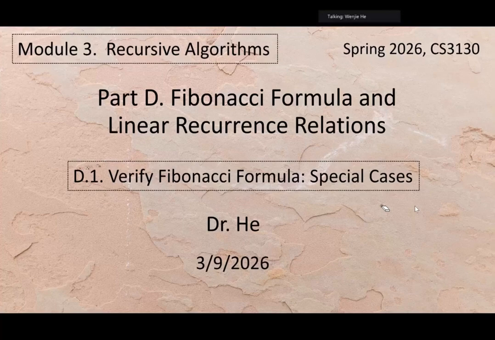So there are two ways we will use to show the Fibonacci formula is correct. The first way, verification way. Second way, discovery way. All right. D.1, verify Fibonacci formula. But we'll only do special cases. General case, we will do next part, D.2.